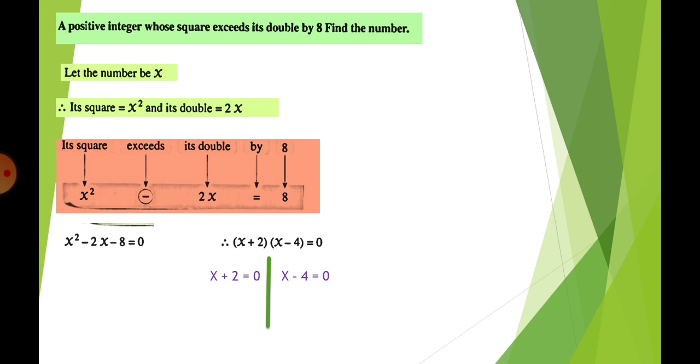So we can write x plus 2 equals 0 and x minus 4 equals 0. x plus 2 equals 0 means x equals negative 2. x minus 4 equals 0 means x equals 4. Look here, x plus 2 equals 0, so x equals negative 2. But here we want the positive integer, so we refuse x equals negative 2. So the number is 4. Then the positive integer whose square exceeds its double by 8 is 4.